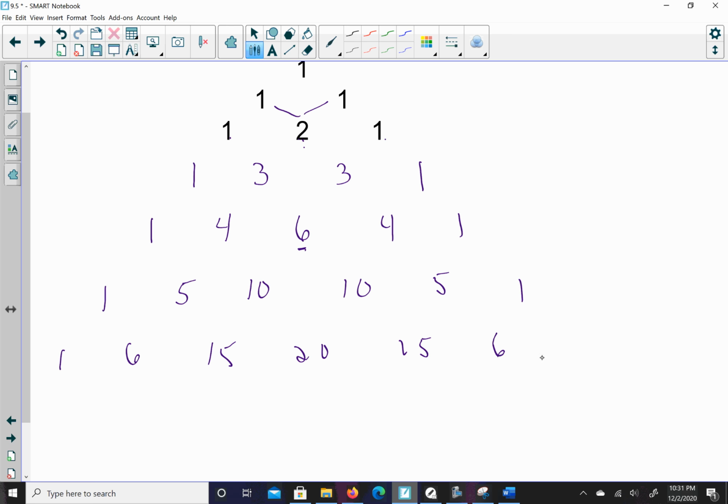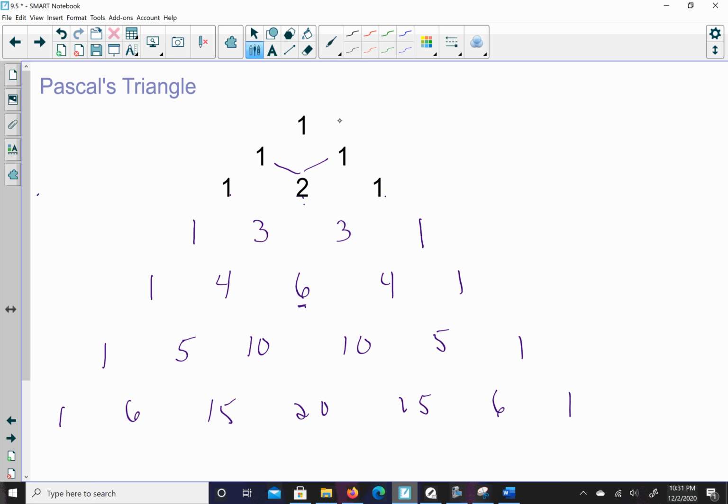I just want to point out a couple things. First of all, when I do this, this is actually row 0. This would be row 1. This would be row 2. And the easiest way to find out what row you're on is the second number tells you what row. So this is going to be row 3.